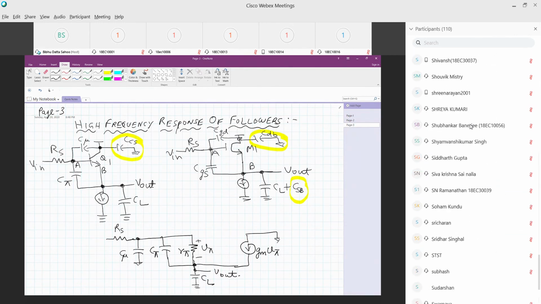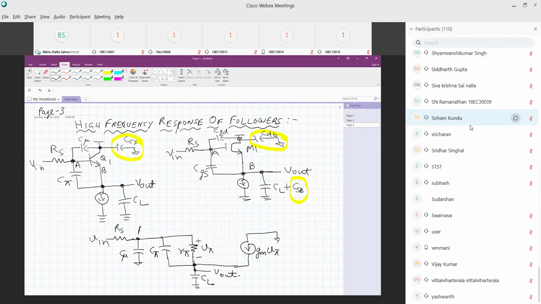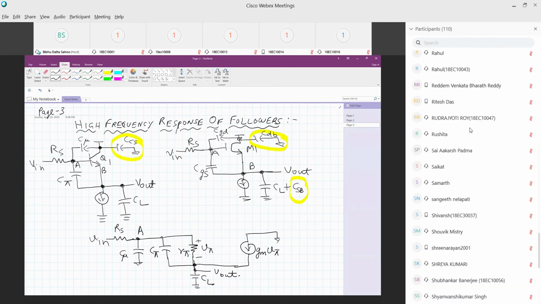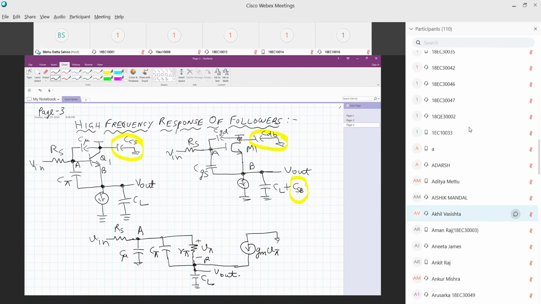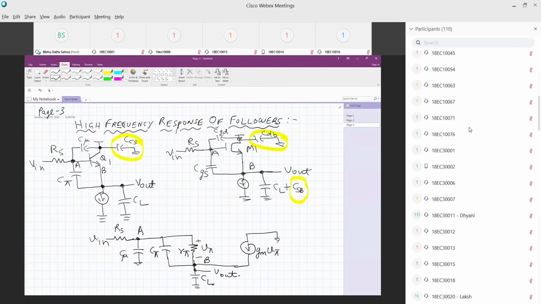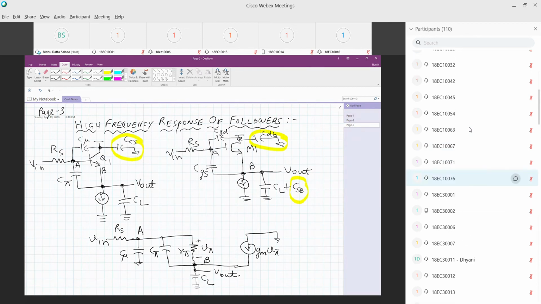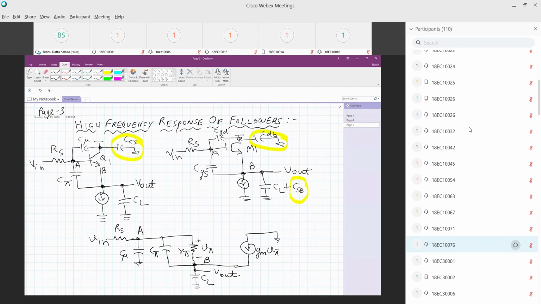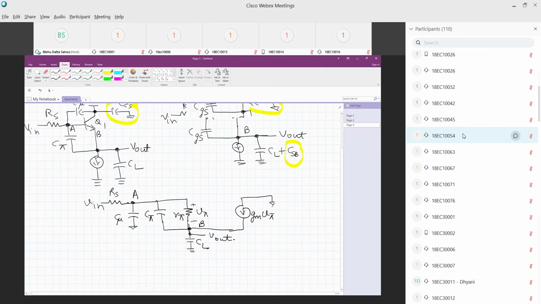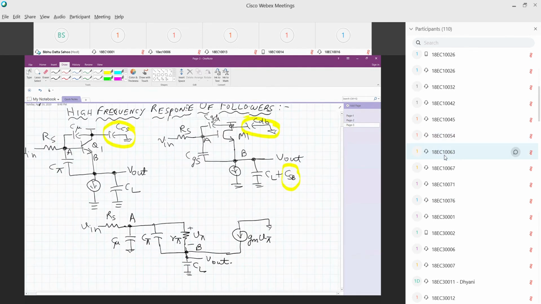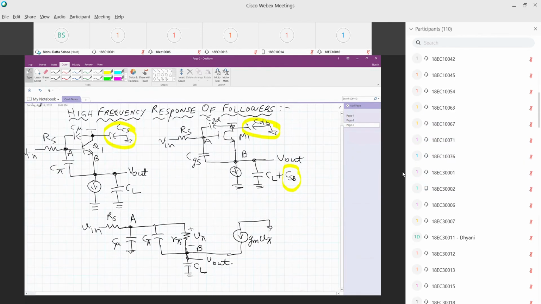Okay, and here is the Vin. This is node A, and this is node B, the emitter, of the amplifier. So this is the small signal model, and the similar model will hold also for the MOSFET case, where instead of C pi we'll have CGS, and instead of C mu we'll have CGB. So I'll do it here. This will become CGB.